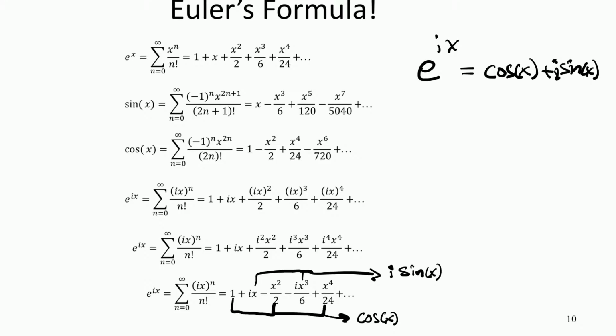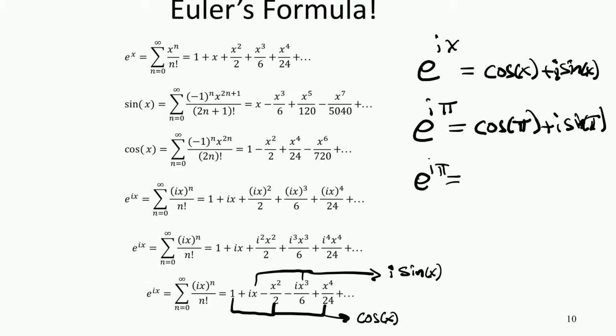Okay, so now here's a super cool thing: do e to the i times pi, and you get cosine of pi plus i times sine of pi. That's all right. And so that's e to the i pi is equal to -1, because sine of pi is 0.